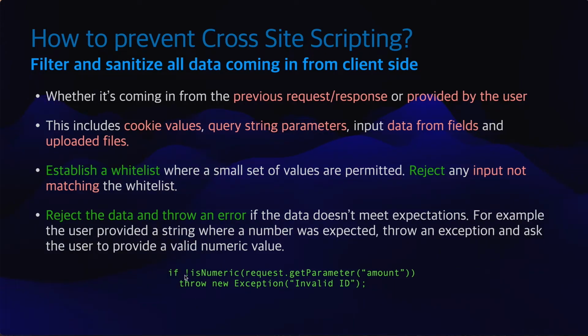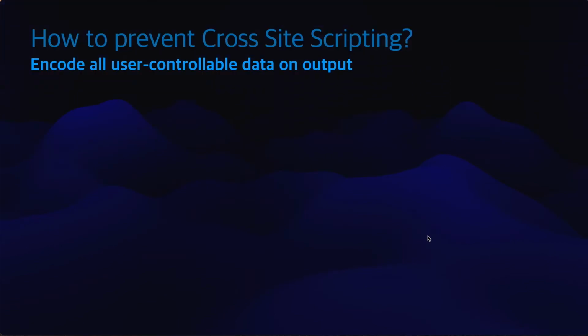There is a bit of a code check that I've put down here: if the request parameter has a numeric value, then it should go ahead. But if it doesn't have a numeric value, then you should throw an exception. If you go back to the reflected cross-site scripting, remember we had that order parameter, which was supposed to be an integer, but we ended up providing a string in it. Now let's look at the second way to prevent cross-site scripting.